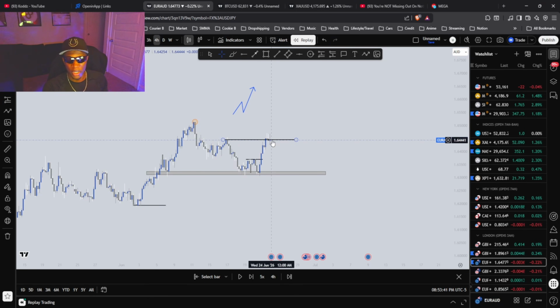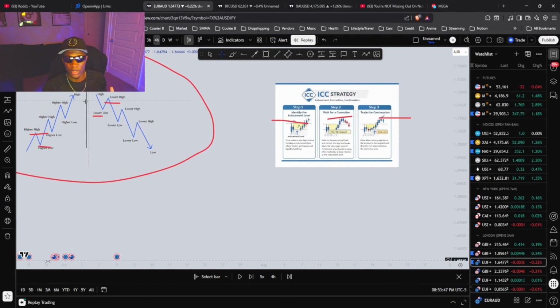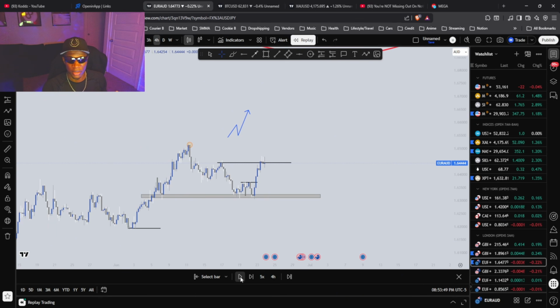The moment price broke here, I was still patient. I didn't get in immediately. I waited for a correction because we trade ICC, like I was going over before. So we wait for a correction. There's plenty of money to be made. I didn't care about missing this right here because I can get this move all the way to here and then some if it keeps going up. So what I waited for, once again, was the correction.